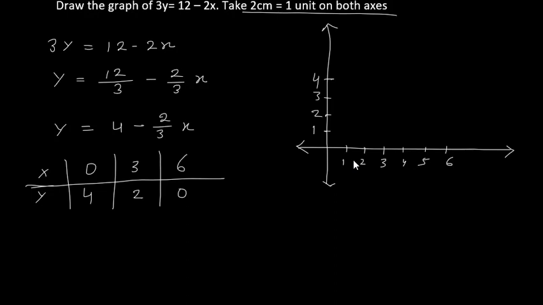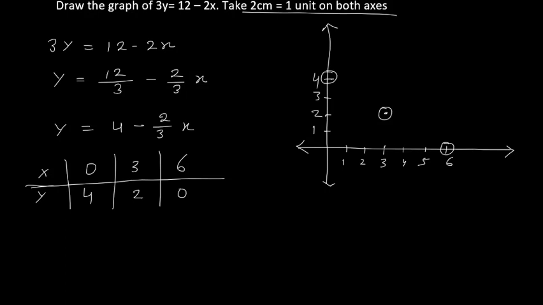Now 0, 4: along x-axis 0, along y-axis 4. So we will get 0, 4 here. Then along x-axis we have 3, along y-axis we have 2. So along x-axis you move 3 units, and along y-axis move parallel to this y-axis and move 2 units, so that along y-axis your value is 2. So this point is 3, 2. Then we have 6, 0. This point is 6, 0.